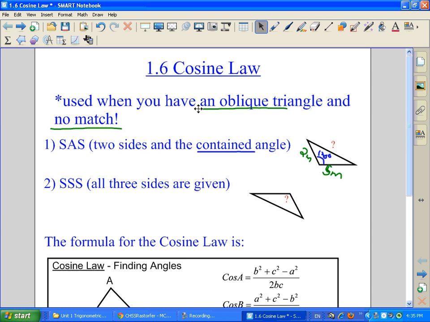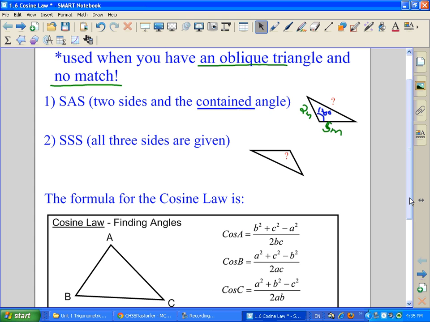Okay, that's one case. The other case is where you're given all three sides. So let's say 10 millimeters and 5 millimeters, and let's say 15 millimeters. Again, you're given all three sides and you need to find an angle. So just take a stack at these diagrams, ladies and gentlemen. First of all, both of the diagrams are not 90-degree triangles, right triangles, so you can't use Pythagorean theorem, you can't use SOHCAHTOA or primary trig ratios.